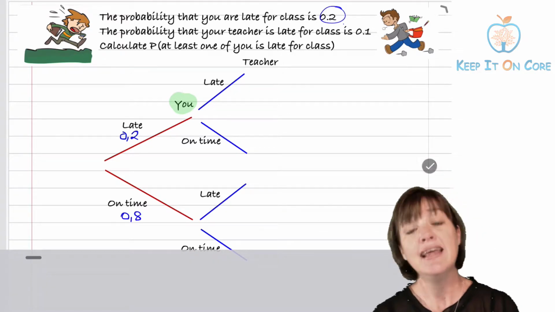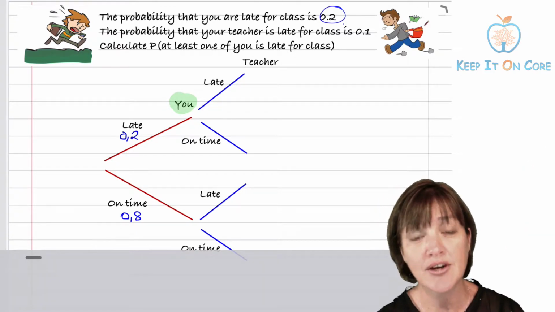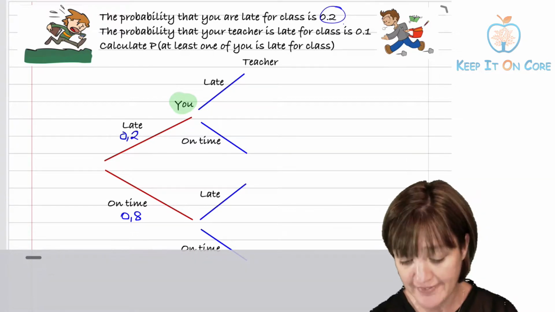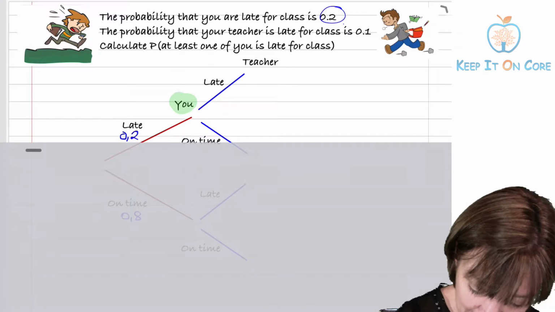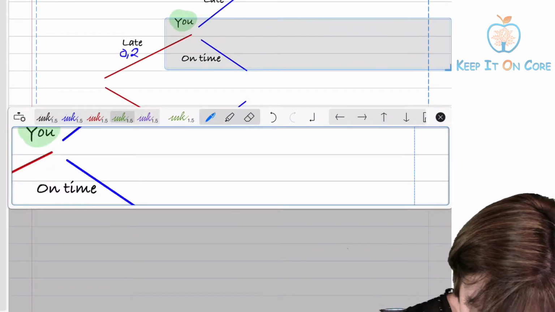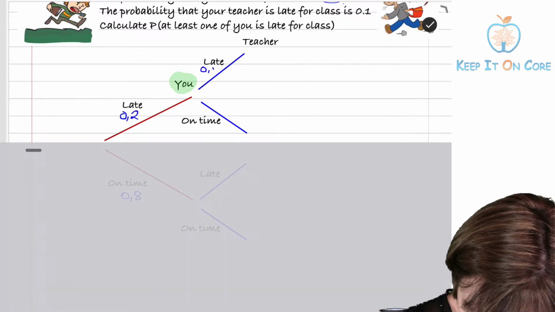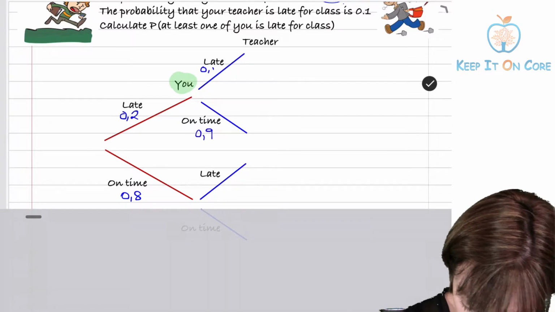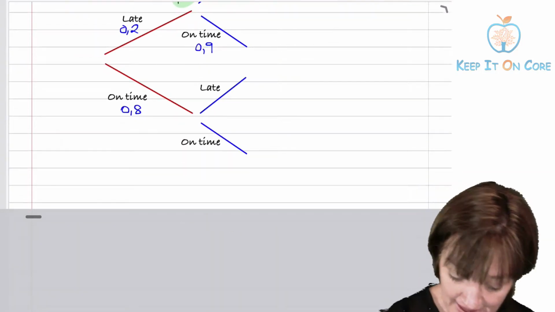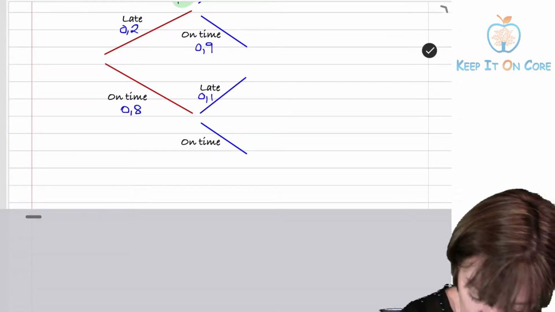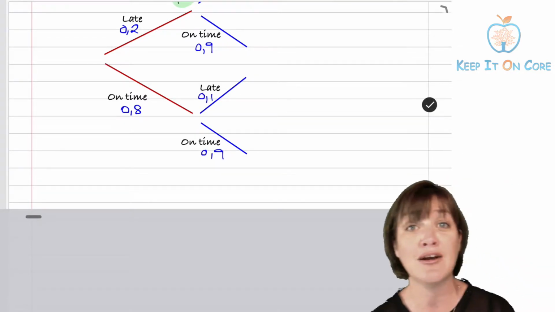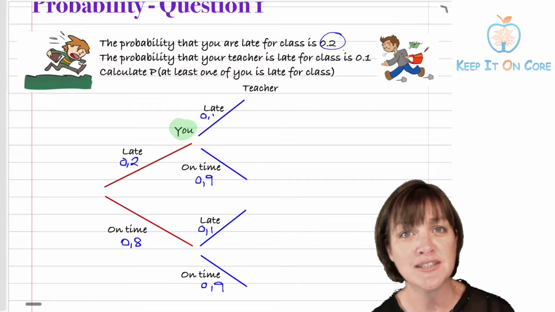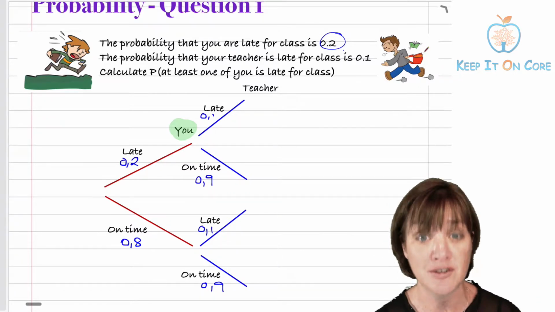Okay. Then the next branches of your tree diagram are what's happening to your teacher. In the case of your teacher, there's a 0.1 chance of your teacher being late. So we're going to say 0.1 for your teacher being late. And the balance of that, 1 whole take away 0.1, is going to leave you with 0.9 of her being on time. And same over here, the option of her being late was 0.1 and 0.9 being on time. So before we actually answer the question that was being asked, let's just look through all the different options here and the probabilities of the different scenarios occurring.